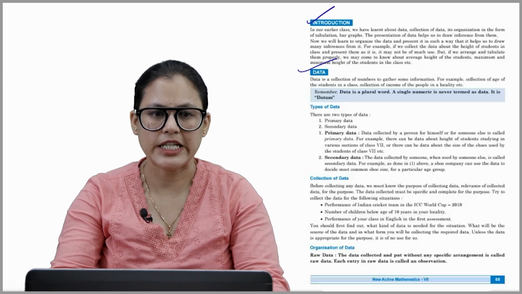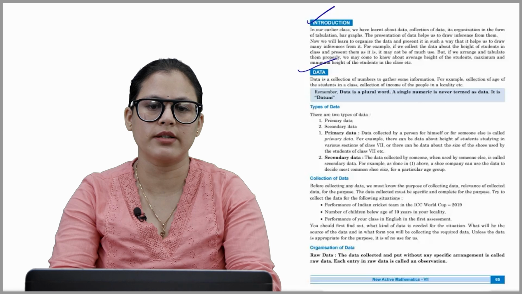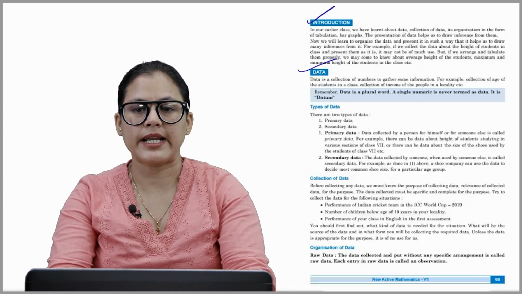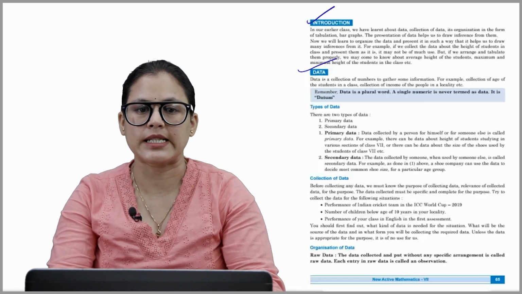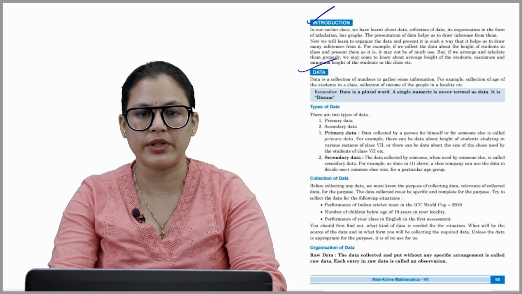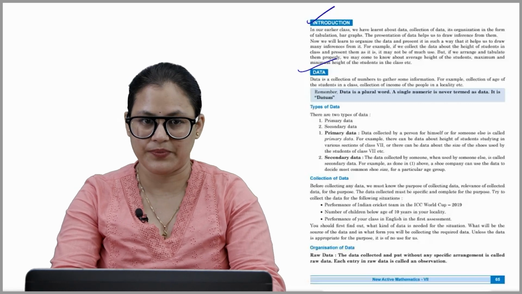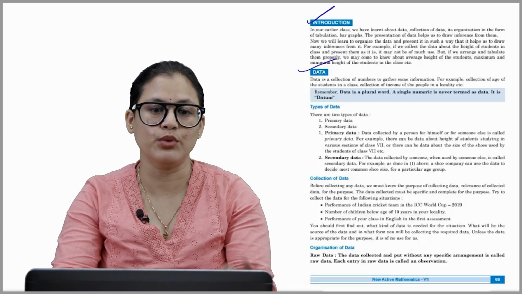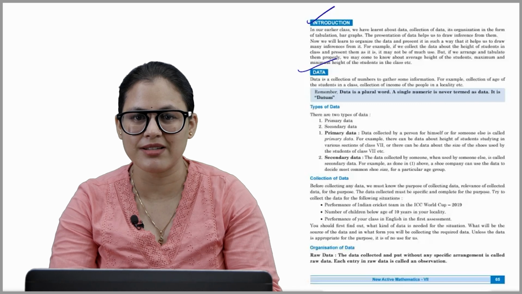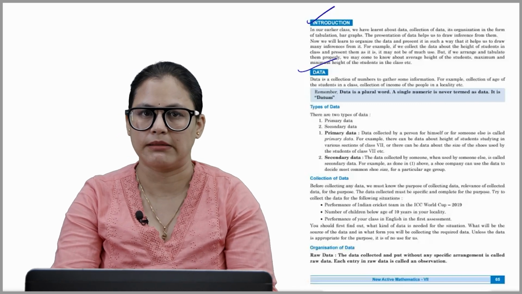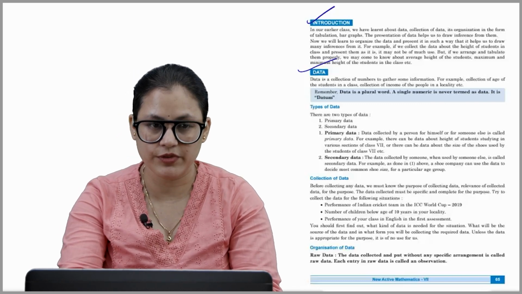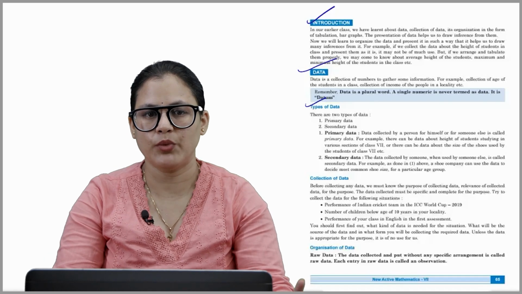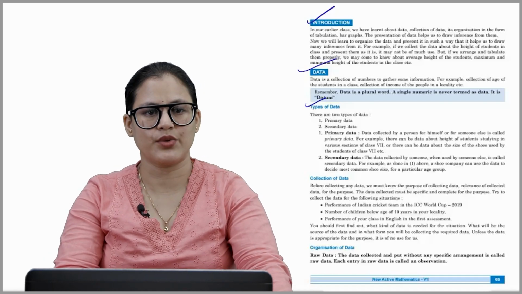Data. Data is a collection of numbers to gather some information. For example, collection of age of the students in a class, collection of income of the people in a locality, etc. Remember, data is a plural word. A single numeric is never termed as data, it is data, right? Now let's learn about type of data. There are two types of data. Number one, primary data, and number two, secondary data.